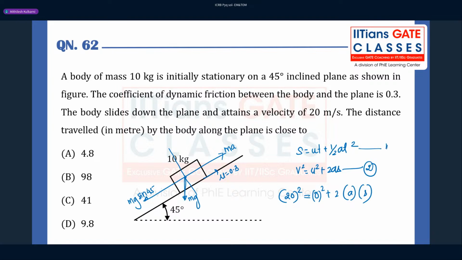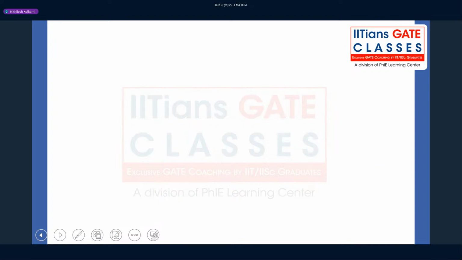So in the first case also, acceleration is needed. Apart from that, we also need the time. Whether they have given time? No, it is not given. So that is the reason we should follow the second equation. So the only unknown thing is acceleration in this case. Let's try to solve it. However, the final answer has to be like 20 square is equal to 2as. Let me go to the next slide.